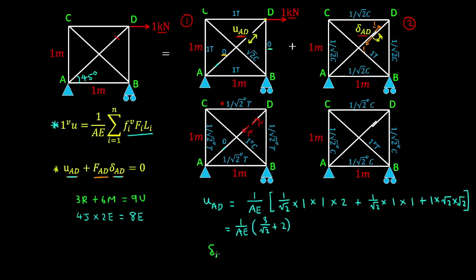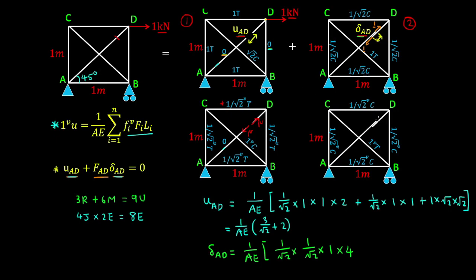And we can obtain delta AD in a similar way. So we have 1 on the axial stiffness. And for member AB, we have the virtual force in the member by the real force by the length of the member, which is 1 meter, and you're going to get the same result for member CD, AC, and BD. So we'll just multiply this by 4.